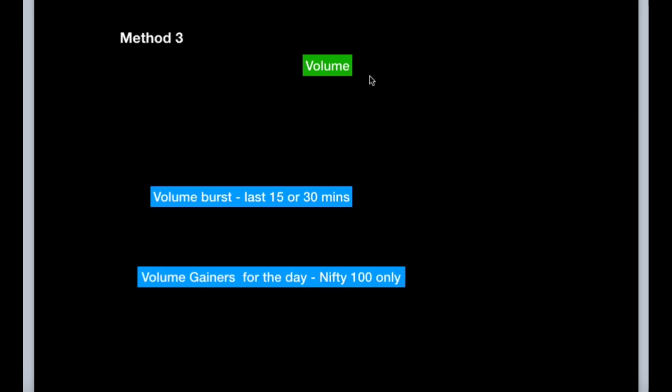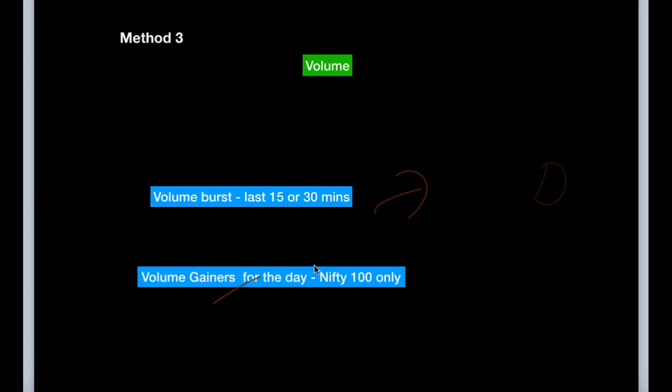The last method is nothing but volume. You know that whenever there is some volume going on, it's a very good sign. There are two ways you can find this volume burst, in the last 15 minutes or 30 minutes. For this you can use scanners. In scanners you can identify whether there is a volume burst in 15 or 30 minutes. Based on that you can identify which stock had that volume burst, which may continue tomorrow when the market opens. So that is how we can select a stock.